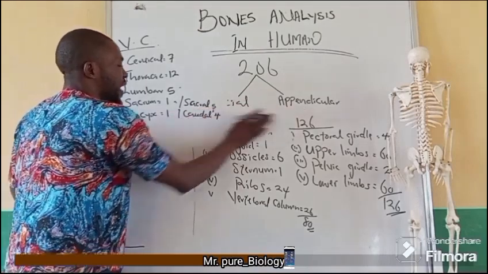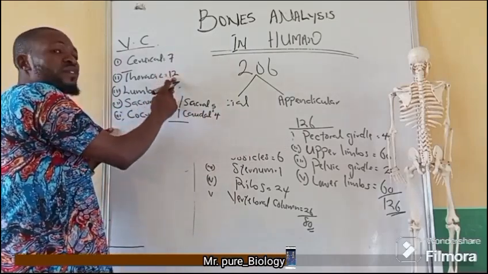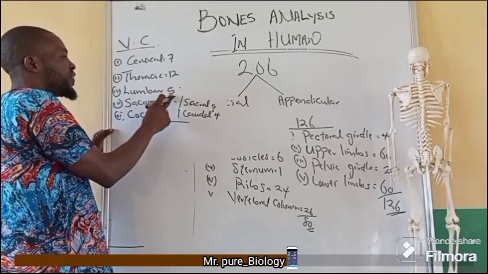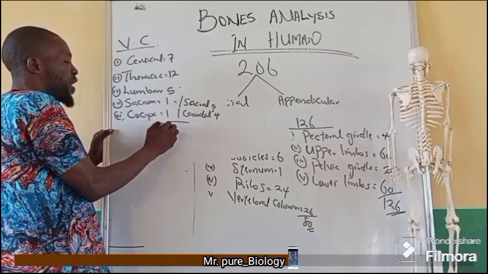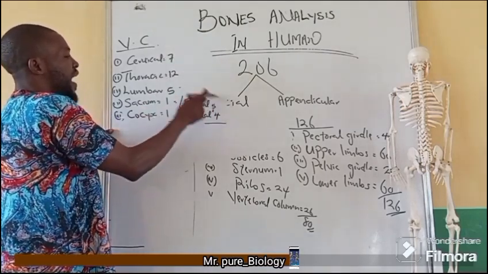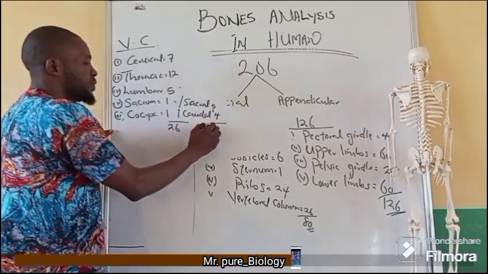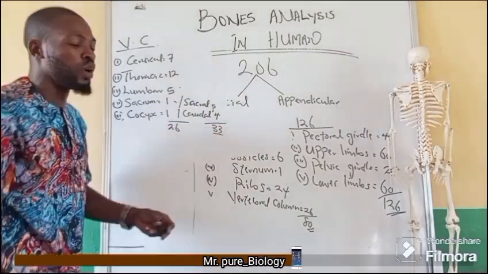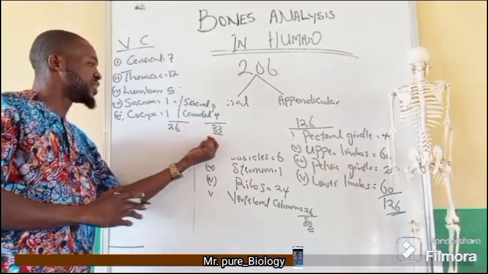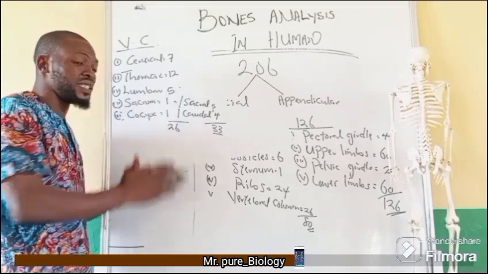By the calculation of this, 7 plus 12 is 19. 19 plus 5 is 24. 24 plus 1 is 25. Here we have 26. But when we count the fused bones, this is 9. 9 plus 5 will be 14. 14 plus 12 will be 26. Plus 7 will be 33. So that means the vertebral column, when they are not fused, they are 33. When they are fused, they are 26. So that is all about the axial skeleton.